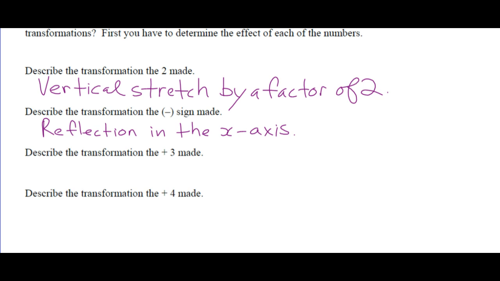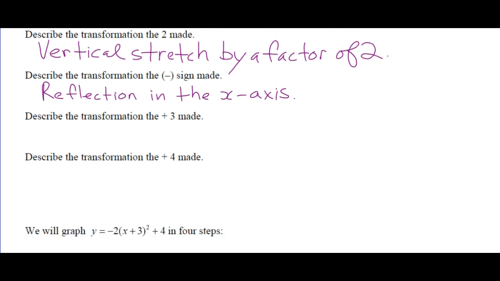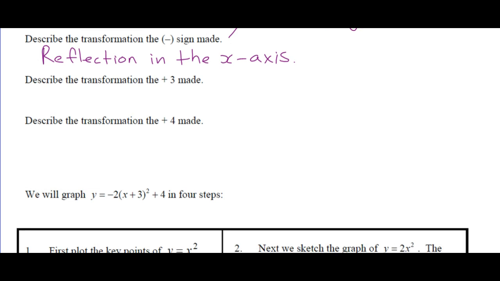Isn't it already a reflection in the y-axis? So it should be symmetrical. Yeah, unless you move it first and then do it. You can do transformations out of order, but you would be told to do them out of order. So you'd be told, hey, translate this, then reflect on the y-axis. That's a different ultimate equation. And yeah, parabolas are symmetrical about the y-axis, so it wouldn't matter. Describe the transformation the +3 made.